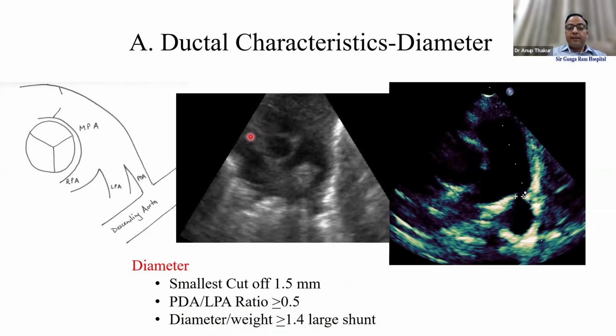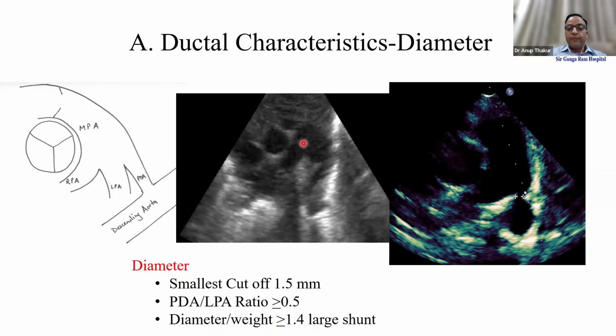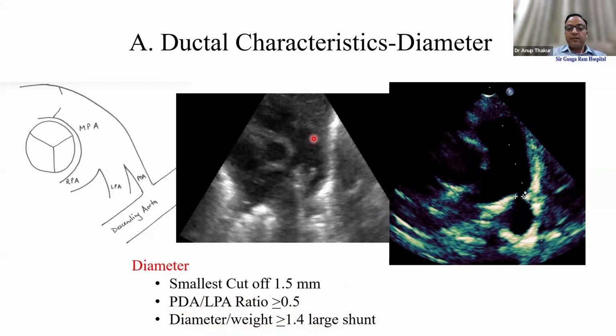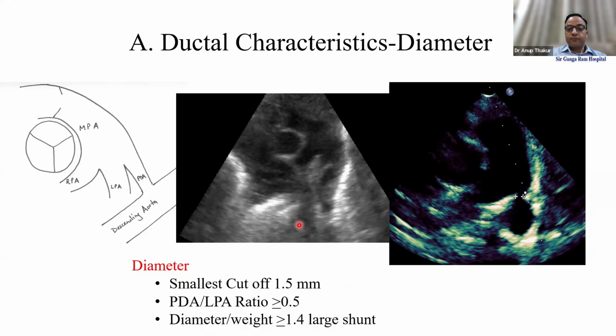So this is a video. See again, this is the aorta. This is your MPA. Here you see the RPA wraps around the aorta. This is your LPA, and this is your nice, large duct, which is joining the descending aorta.